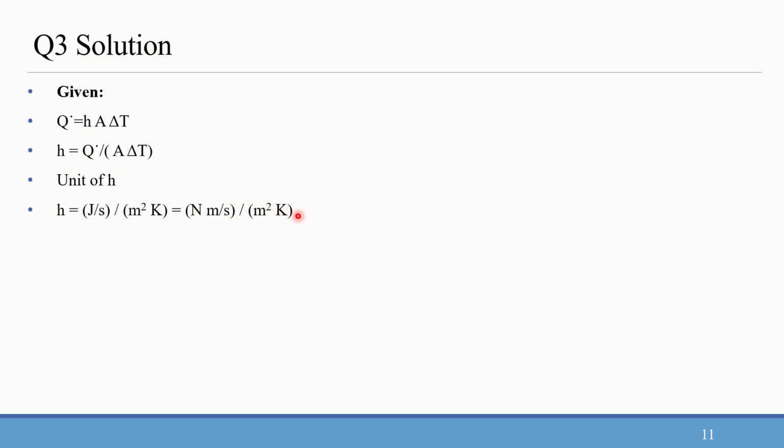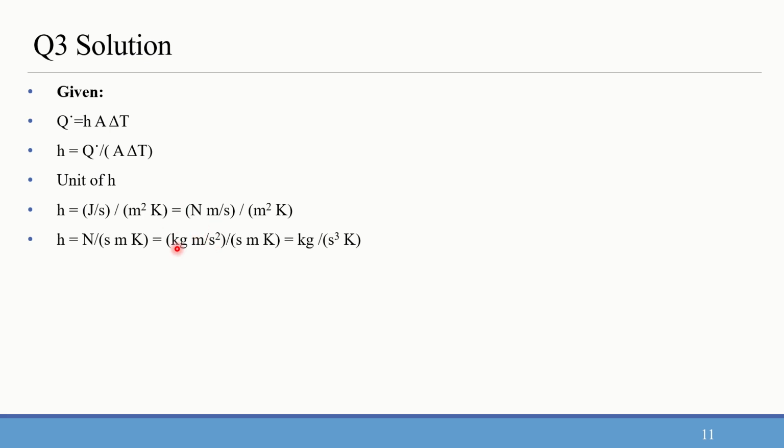So how can we rewrite it? Meter and meter square get cancelled, so it becomes Newton divided by seconds into meter into Kelvin. This is the final expression. Now here Newton is the force unit. Force F is equal to m into A, where m is mass in kg and A is acceleration. Acceleration is velocity by time, velocity is meter per second, so acceleration is meter per second square.